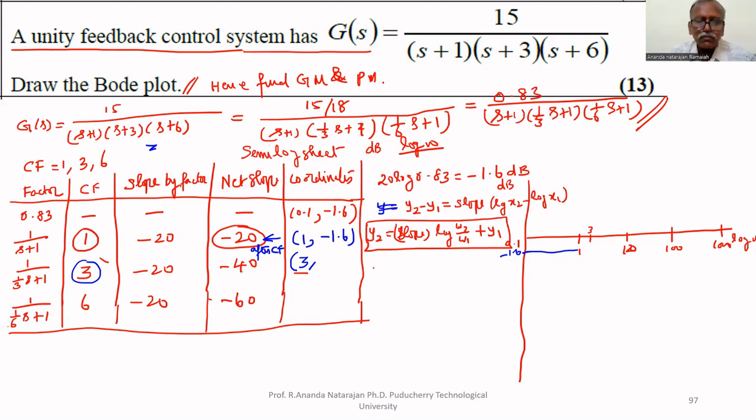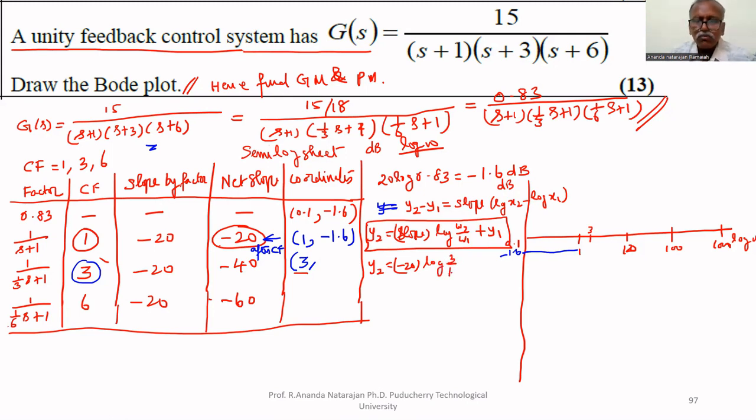For that, y2 is unknown. y1 is minus 1.6. Up to 3, the slope is minus 20. After 3, the slope becomes minus 40. Therefore, this is equal to minus 20 multiplied by log 3 by 1.